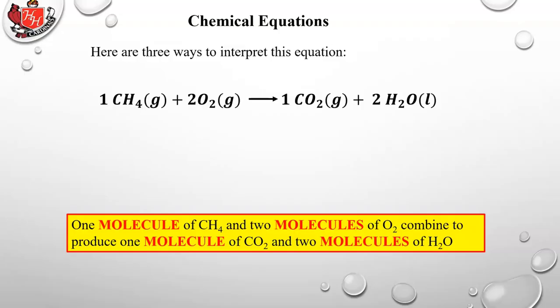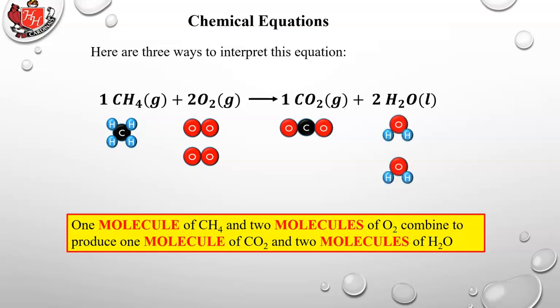So you can read this as one molecule of CH4 and two molecules of O2 combine to produce one molecule of CO2 and two molecules of H2O. So there you see the molecule CH4, two molecules of O2, then you come out with one molecule of CO2 and two molecules of H2O.